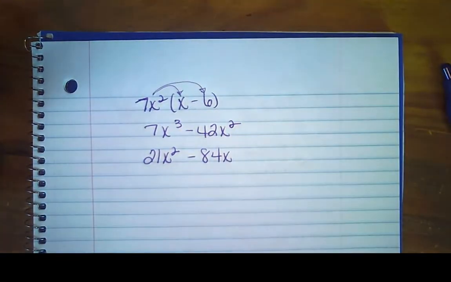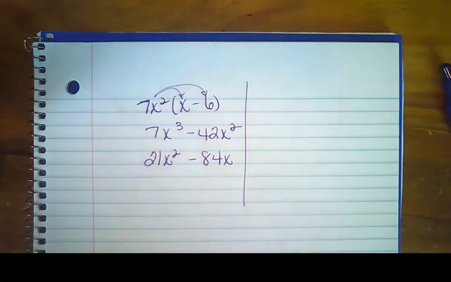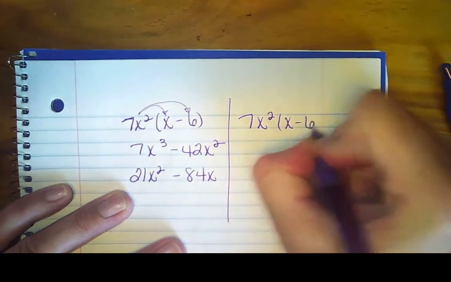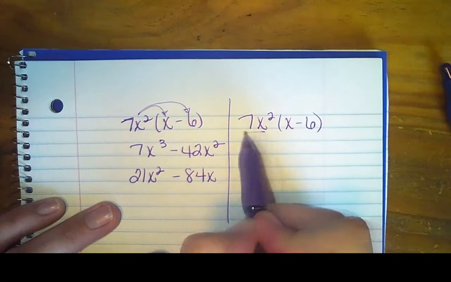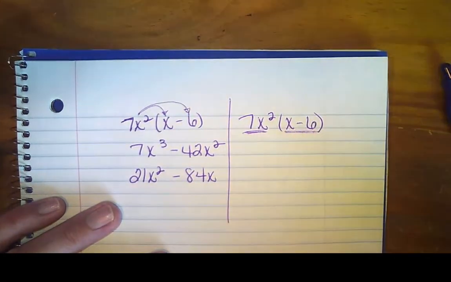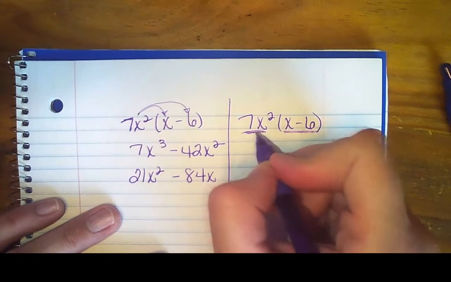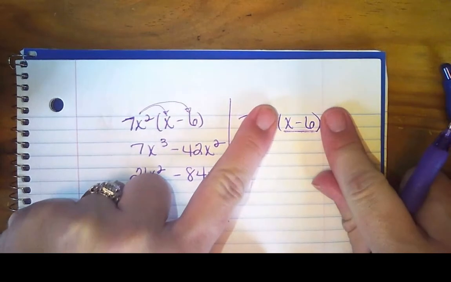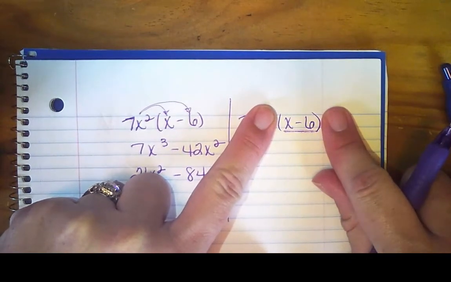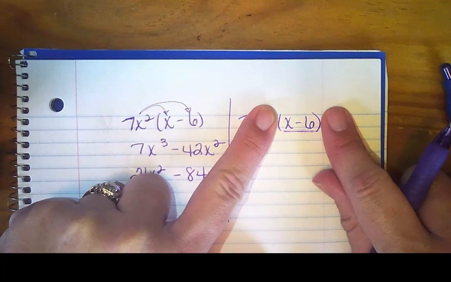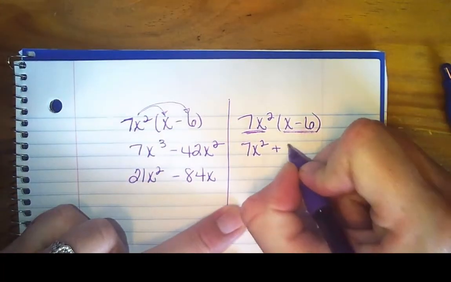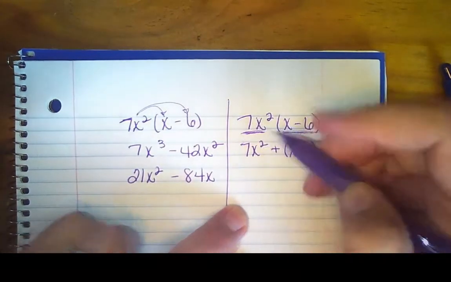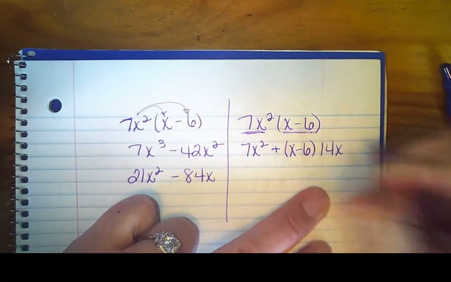So now that's done. But the whole point is we're supposed to be practicing product rule and quotient rule. If I leave it in a product format where I've got a first and a second, then what I'll have is the first, which is 7x squared, times the derivative of the second. The derivative of x minus 6 is just 1. And then plus the second, which is x minus 6, times the derivative of the first, which gives me 14x.